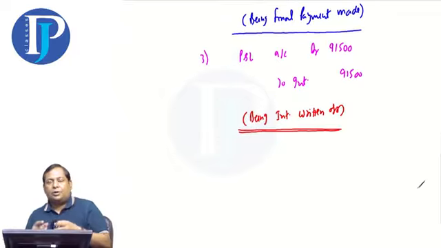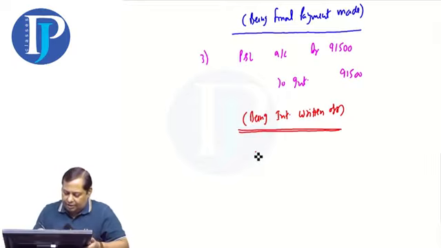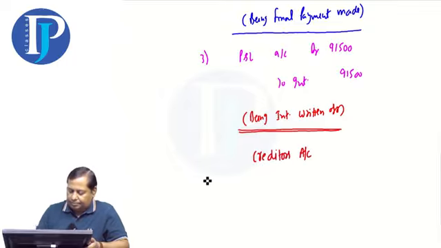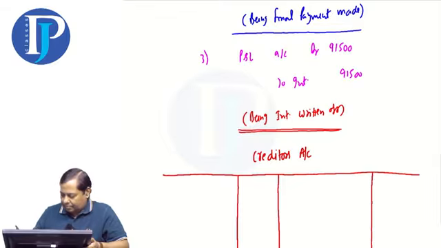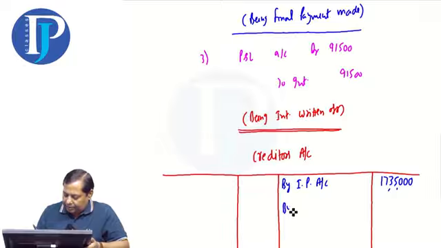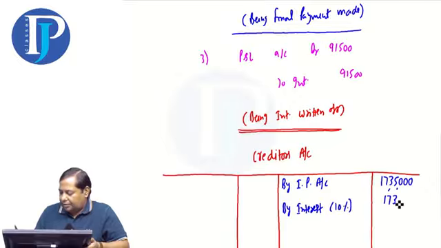First, we need to discount all the payments and then consider the interest along with them. So if I make this for you, creditors account. I will write by investment property account, 17 lakh 35,000. Then I will write by interest, 10%, 173,500.